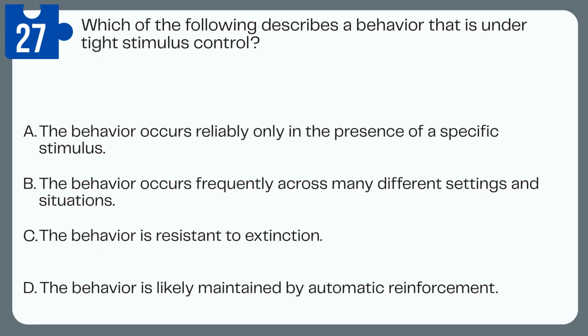Question 27. Which of the following describes a behavior that is under tight stimulus control? A. The behavior occurs reliably only in the presence of a specific stimulus. B. The behavior occurs frequently across many different settings and situations. C. The behavior is resistant to extinction. D. The behavior is likely maintained by automatic reinforcement.